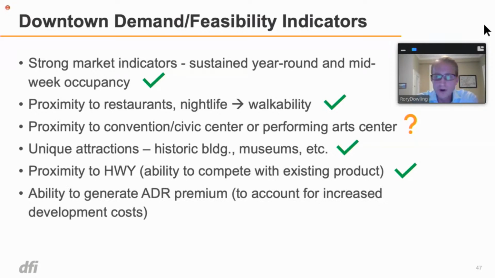The biggest question mark for downtown feasibility from a hotel standpoint is the ability to generate a premium average daily rate, so that ADR.